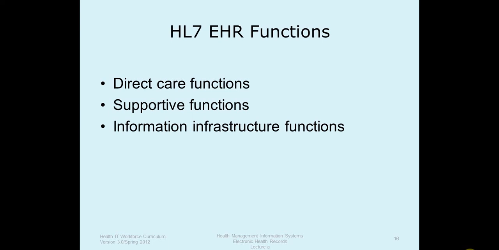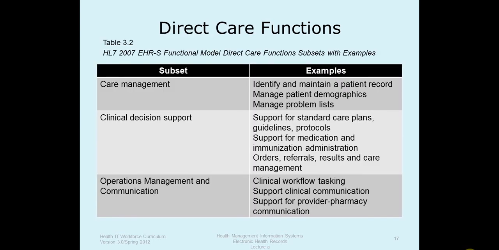So the functional model established for EHRs has standards that enable the development of EHRs based on a set of functional requirements, and it contains 3 sections. It directs the care functions, the supportive functions, and the information infrastructure. So according to the EHR model of Health Level 7, we're directing care functions that are functions employed in the provision of care to individual patients.